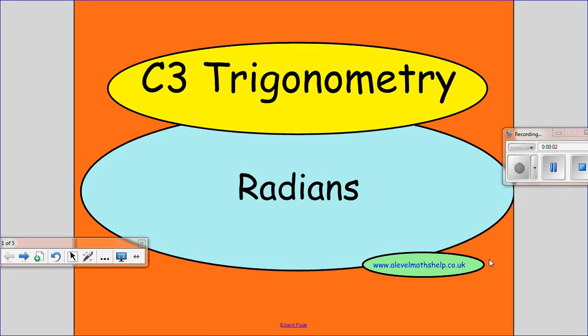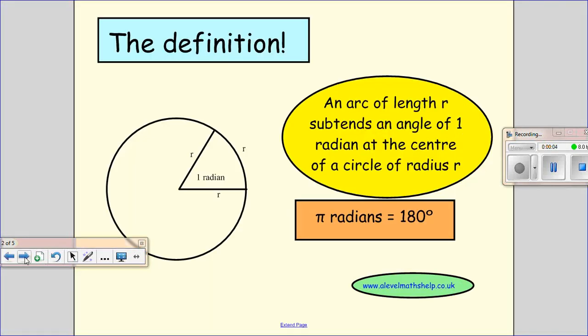Hi, so in this video we're going to be looking at radians. Now radians are just another form of measuring an angle. Now the definition of a radian comes from this: an arc of length r subtends an angle of 1 radian at the centre of a circle of radius r. So this is an arc of r and it's subtending an angle of 1 radian when our radius is r.